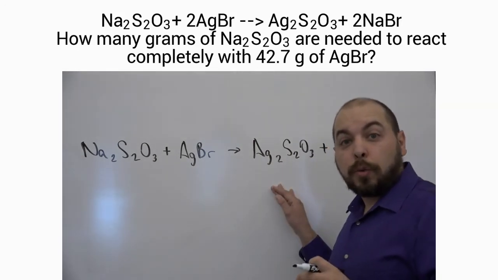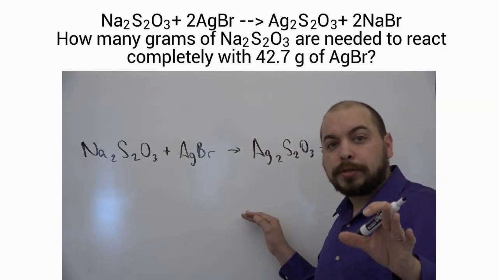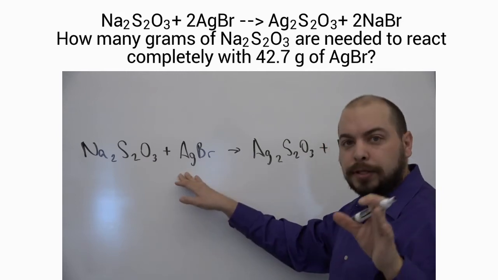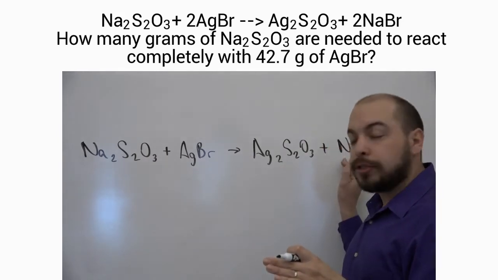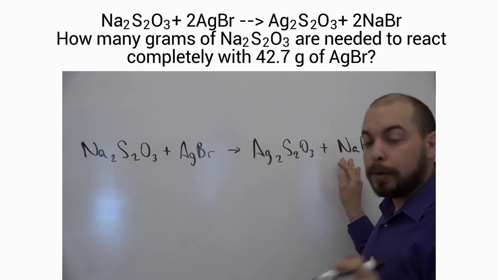So there's our chemical equation. We now need to balance the chemical equation. We're going to do that by adding a 2 in front of the silver bromide and a 2 in front of the sodium bromide.